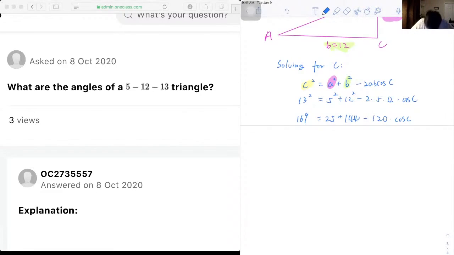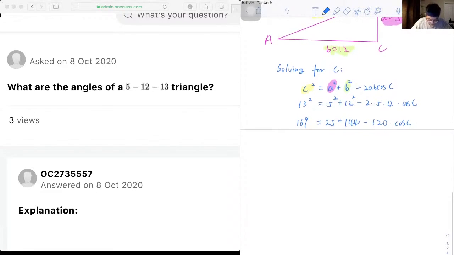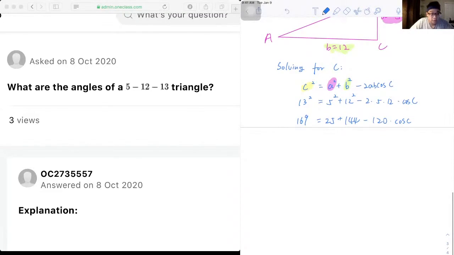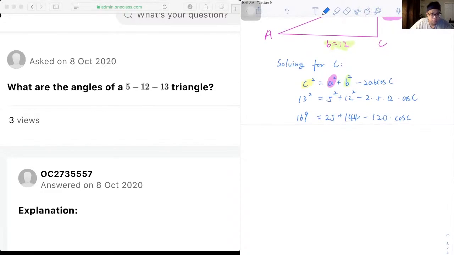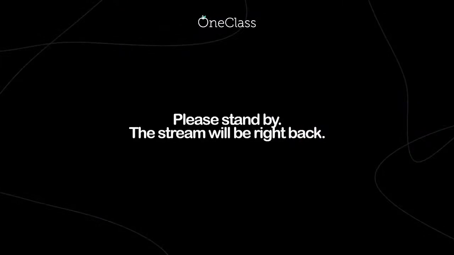Let's just keep doing the calculation. Oops. I think there are some technical issues with my iPad again. Just give me a second.